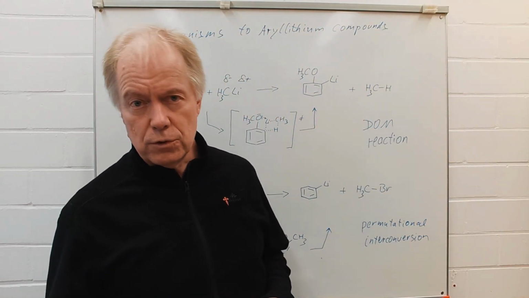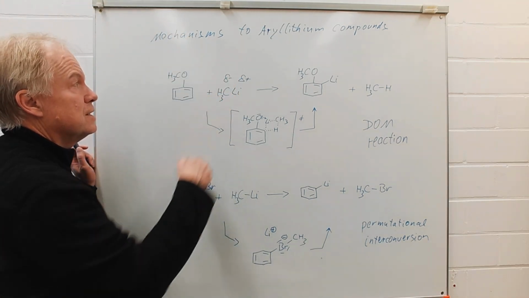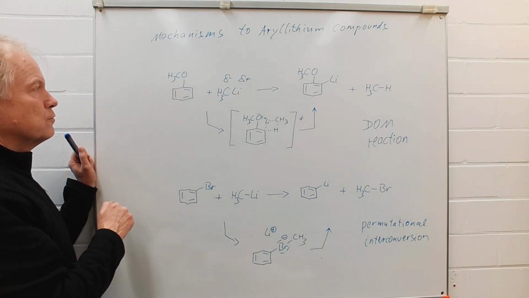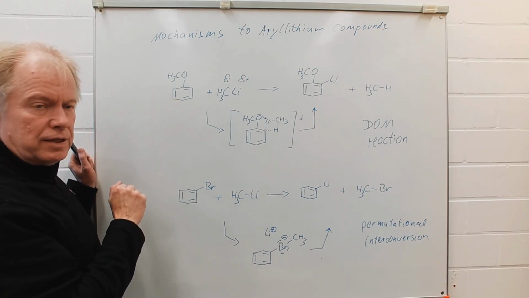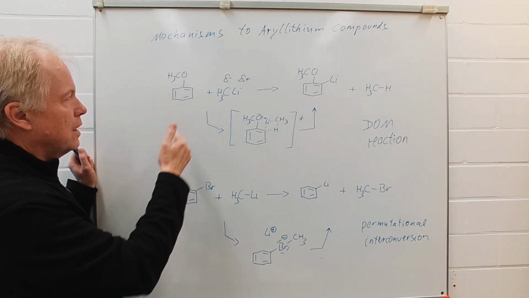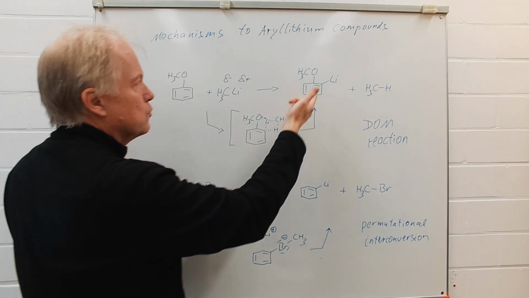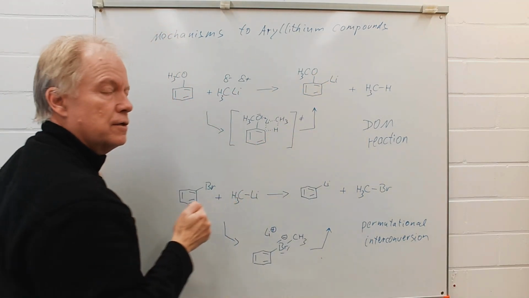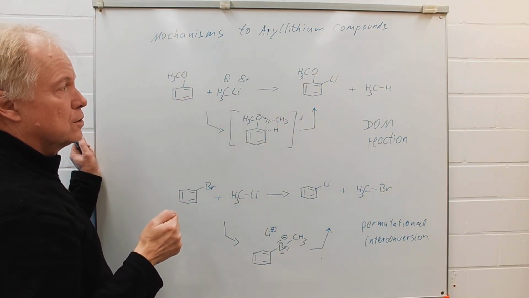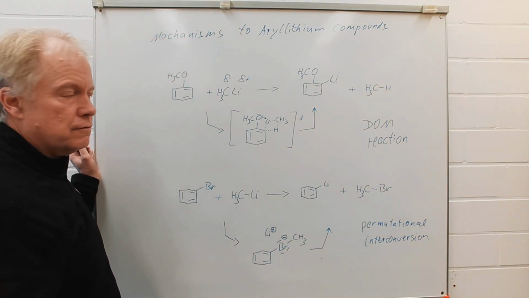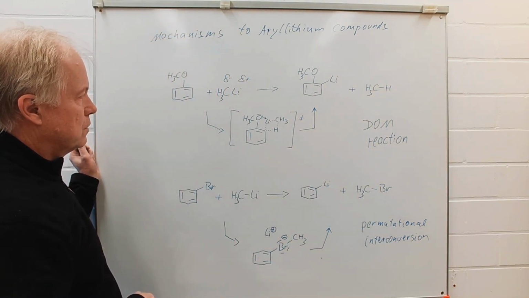Today we will have a look at the mechanisms which lead us to lithium compounds. First of all, let's take anisole and a lithiation with methyl lithium to form the ortho-lithiated anisole, and methane will evolve.